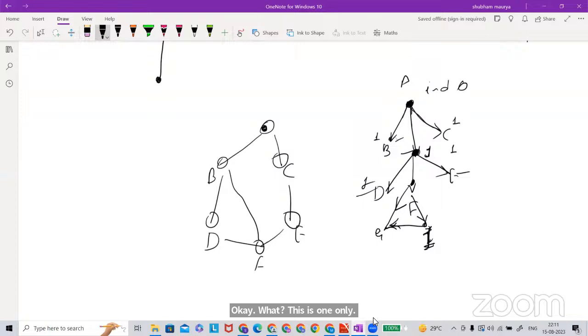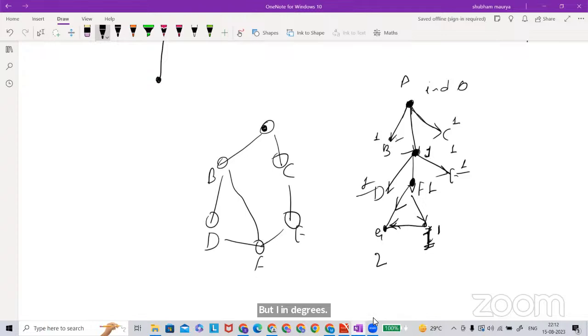For D is also, for F is also. Here this is F. So for F is again 1. And for G, we can see that in degree is 2. And here for I, in degree is 1.